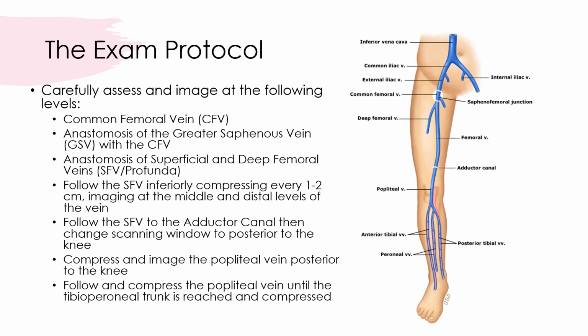You're going to start up at the area of interest near the common femoral. So you'll start up here. You're going to compress until you get to the greater saphenous junction. You're going to compress and image at that area. You're going to continue to compress until you see the anastomosis of the deep and superficial femoral area. You're going to image at that region.